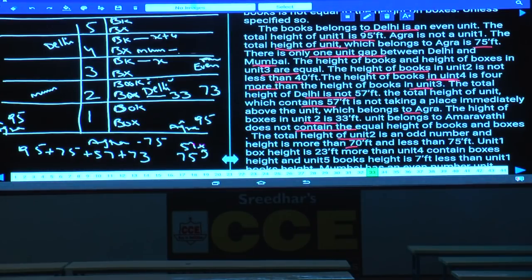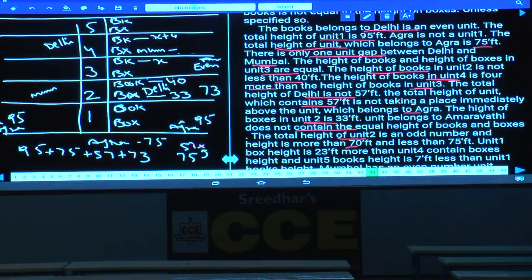Books equals 40. Are you following this one or not? Because this is 33, the total must be 73, so it must be 40. One piece of information is given. What is that information here? It is not lesser than 40. As it is not lesser than 40, it doesn't mean that it must be greater than 40, it can be equal to 40 as well.